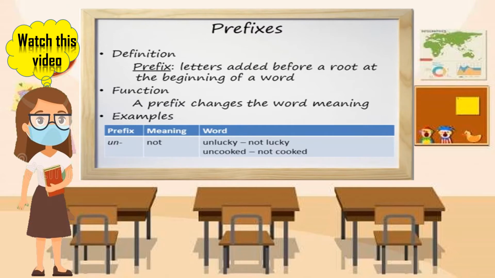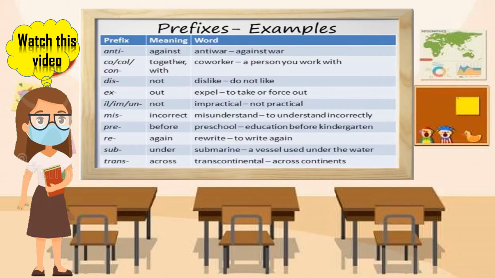Here are a few examples. The prefix un means not. So, the word unlucky means not lucky. The word uncooked means not cooked. Here are more examples of prefixes. The prefix anti means against. So anti-war means against war.